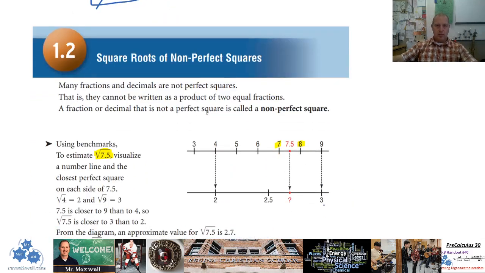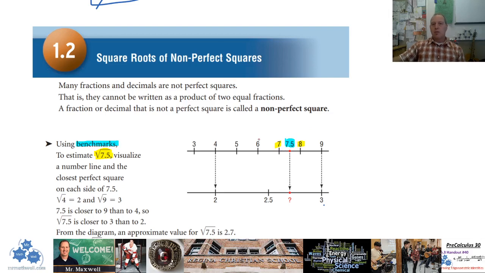Okay, what about some more on non-perfect squares? If you're asked to estimate the square root of 7.5, then you're going to use something called benchmarks. You'll hear me or your teacher probably mention benchmarks quite a bit. And those are simply known perfect squares that are near the one you're trying to estimate. So for example, the square root of 7.5. Well, let's take a look at 7.5 on a number line. It's between 7 and 8.